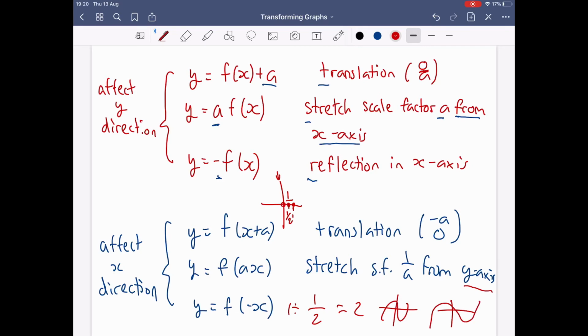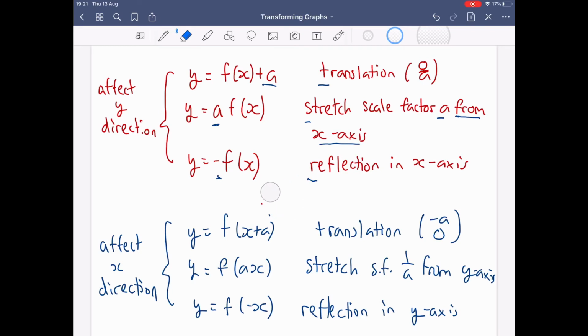It would become wider. Okay, and then finally, this is probably one of the easiest to remember. This is reflection in the y-axis. So you just reflect it in the y-axis. So here, if you had this, it would turn into this. Yeah, you would just reflect it in the y-axis. And yeah, so these are the ones you have to remember.